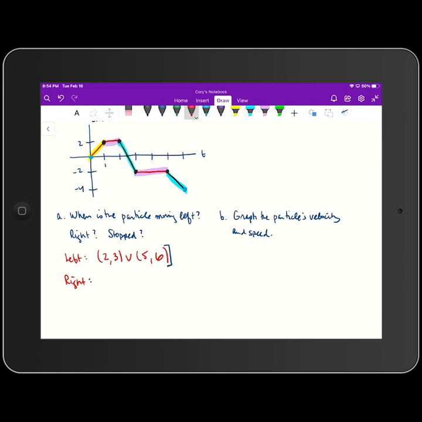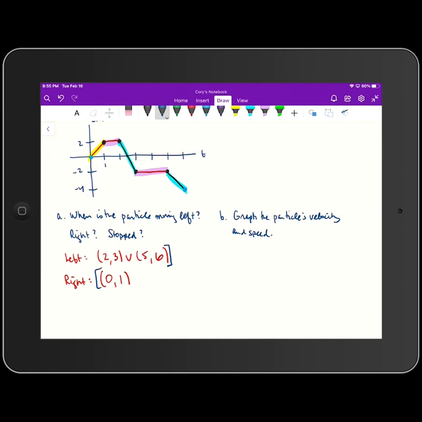Okay, so if we want to determine where the particle is moving to the right, that's going to happen where velocity is positive, so that occurs on the interval from 0 to 1. You have to use a parenthesis at 1 because the derivative is undefined there, but at 0, it's your choice whether you use a parenthesis or a bracket. Either one of those is acceptable.